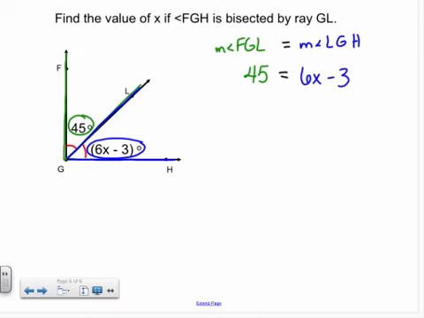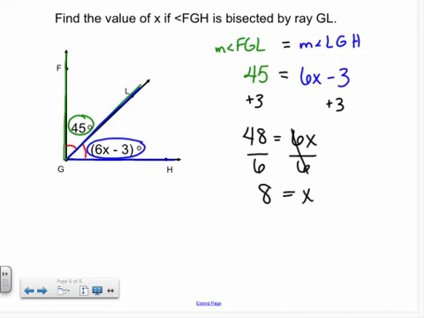So to solve this algebra equation, I'm just going to start by adding 3 to both sides. So then I'll have 48 equals 6x. Dividing both sides by 6 will leave me with 8 for x.